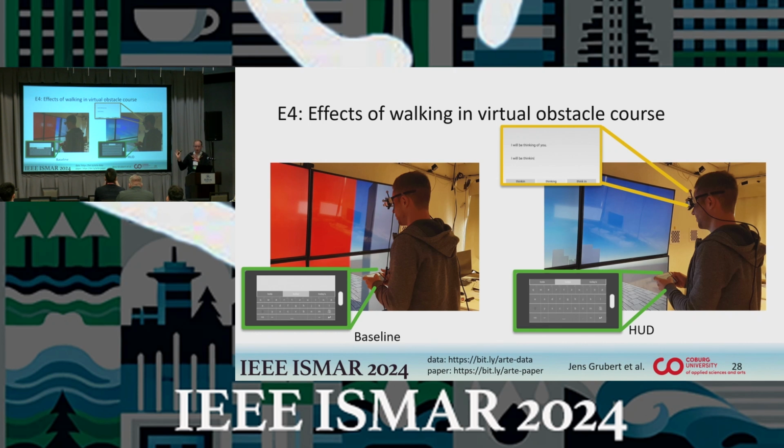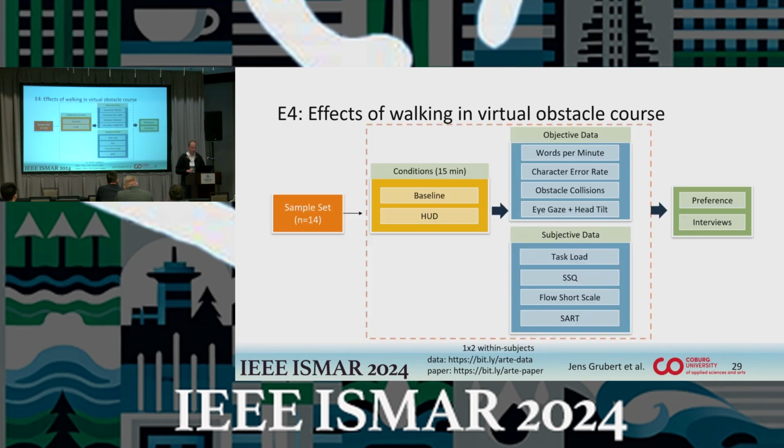Again, we compared the baseline condition of our experiment before, now with only the HUD version because AR didn't really cut it, so we just removed that condition. We added some more objective and subjective data. Specifically, we also looked at obstacle collisions and eye gaze and head tilt to quantify where people actually looked. Okay? And again, text entry rate was not of primary interest here. We also didn't find significant differences here.